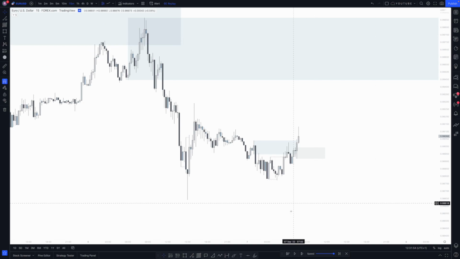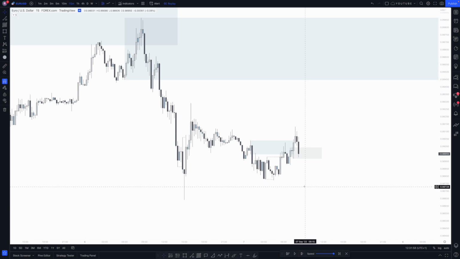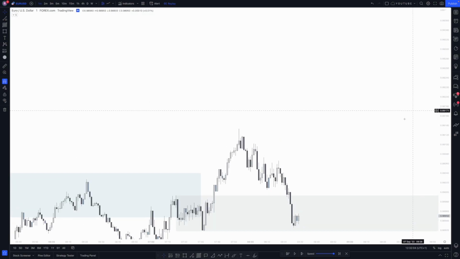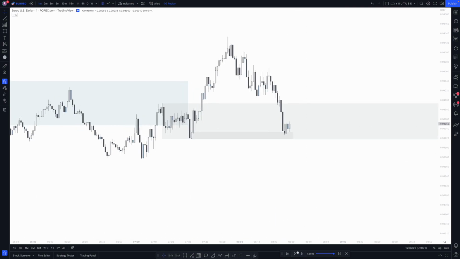So at this point, what I did is simply wait for a tap into my demand. As you can see, we get a tap now into my demand. Now dropping down onto the 1 minute, we've also tapped into this refined 1 minute zone right here, which added a little bit of confluence that this zone could hold. So obviously we've come down, we've tapped into this 1 minute refined zone within this 15 minute, and we are now getting a reaction.